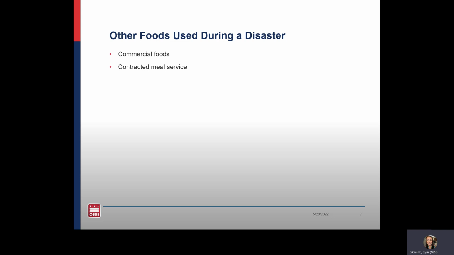A record of USDA foods used should be submitted to the SFA to file a summary report. When commercial or USDA foods spoil due to power outages, recipient agencies need to file an insurance claim for the loss and dispose of spoiled food properly.